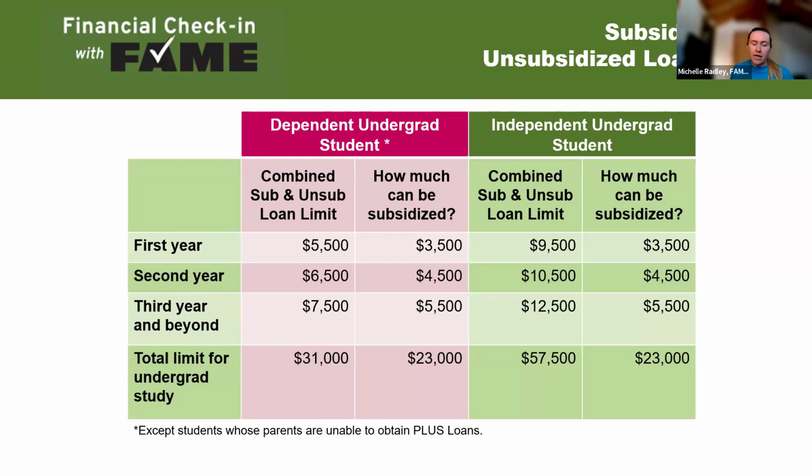So that's what you're looking at there. It can be up to $3,500, so the unsubsidized portion would be $2,000 to make up that total of 5,500.